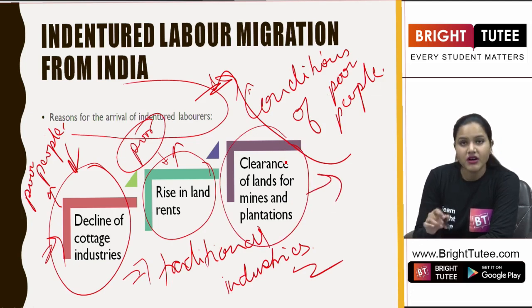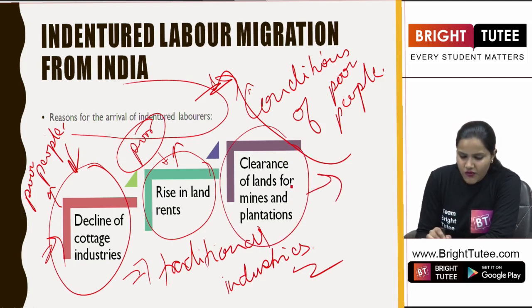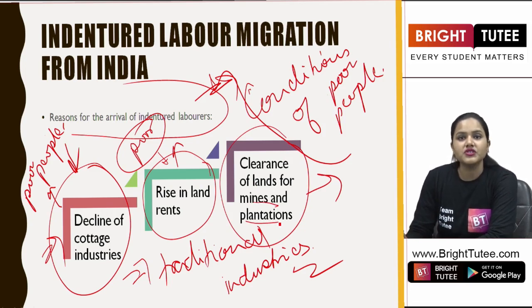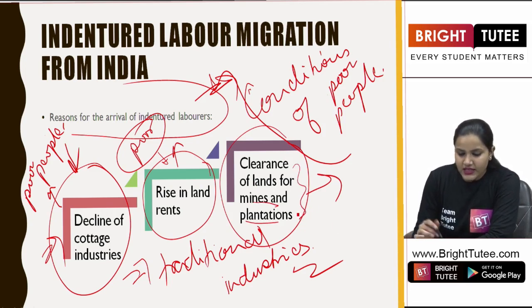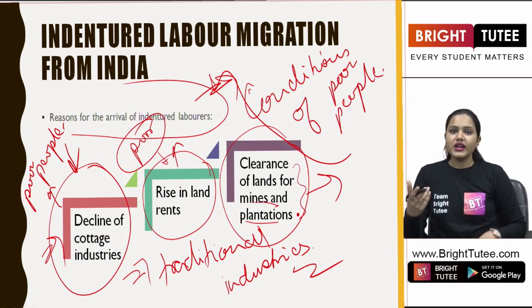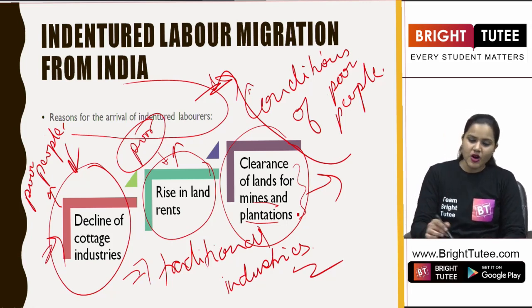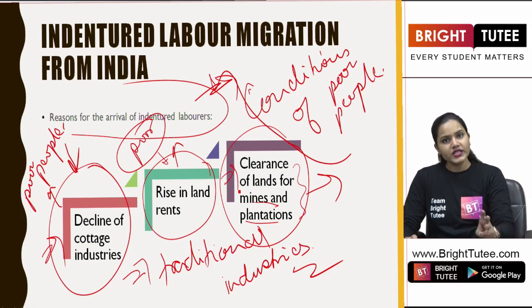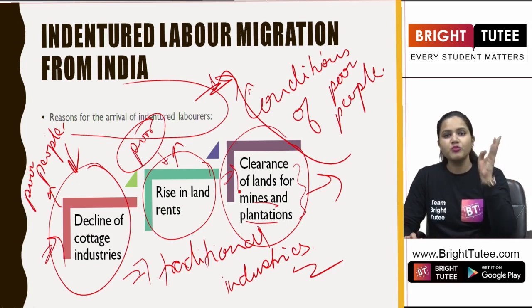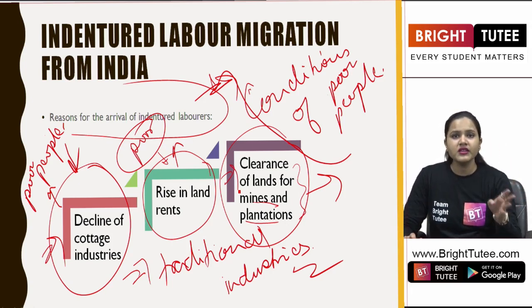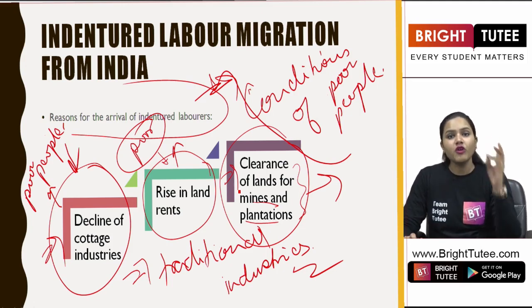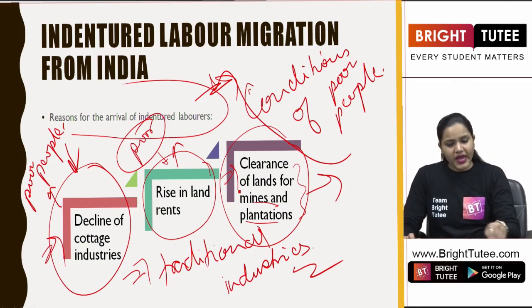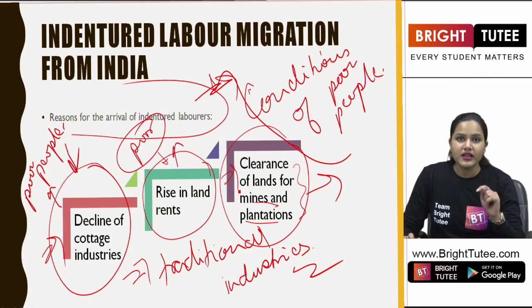The third reason here is the clearance of lands for mines and plantations. All the lands for mines and plantations were now cleared. So therefore, all these people who were stranded, who were poor, who had no other reason to work and who could not afford a lot of money, became indentured laborers.